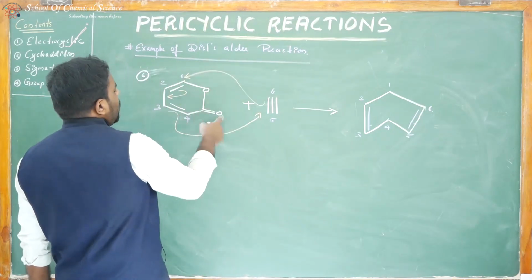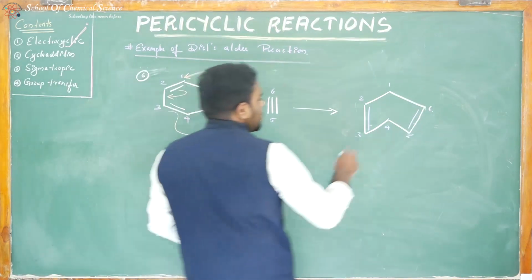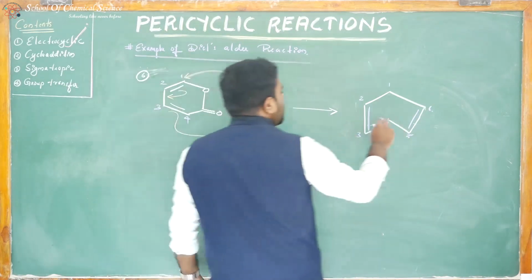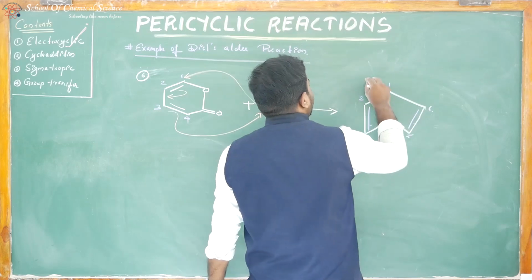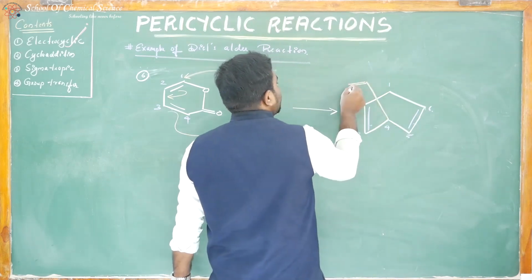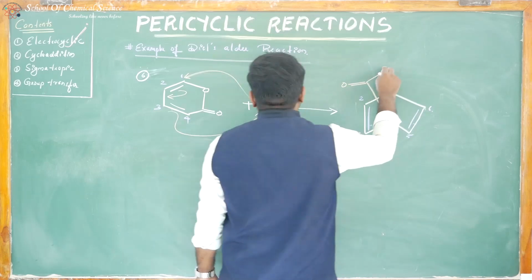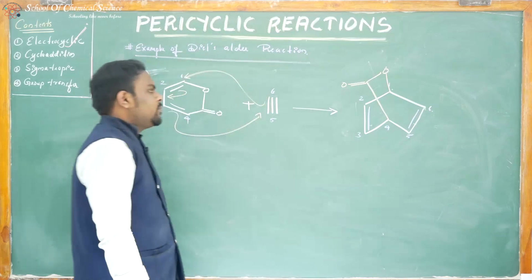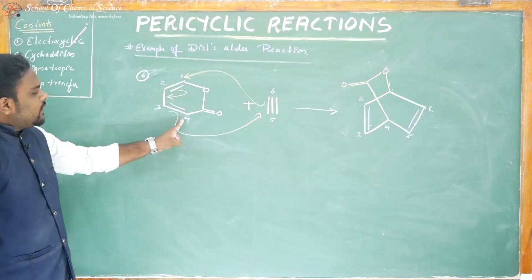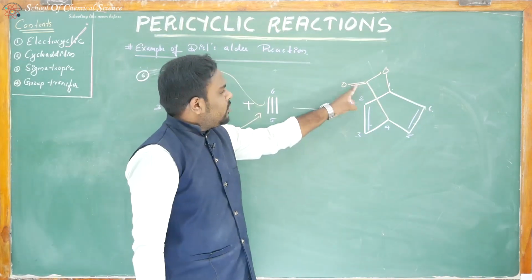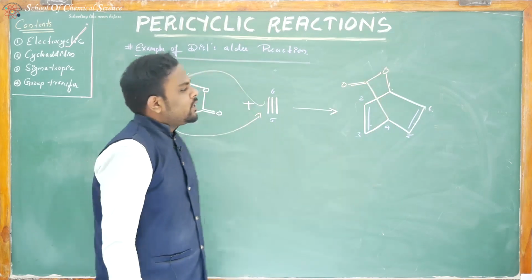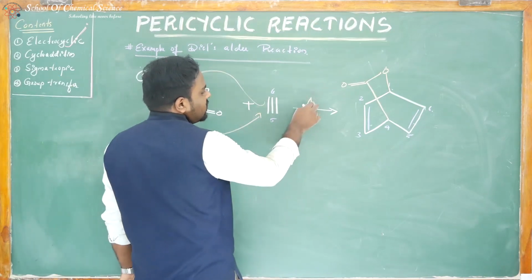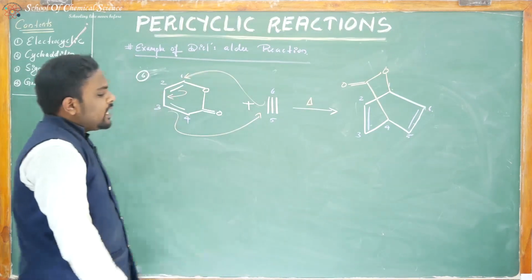Between 1 and 4, a C double bond O bridge is present. This carbon number 4 is connected to C double bond O, then an oxygen, and this oxygen is connected to carbon number 1. So that is your product after the cycloaddition reaction. This reaction also takes place under thermal condition.